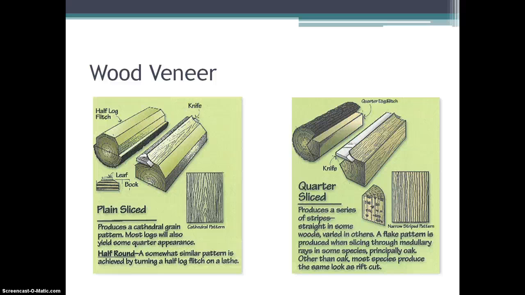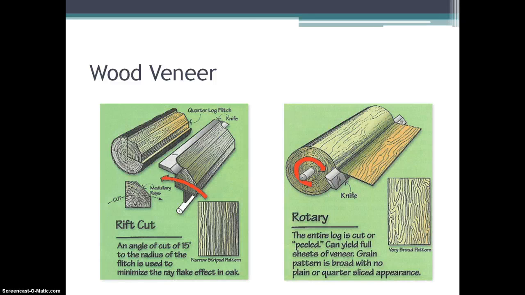Then there's the quarter slicing, which is similar to the quarter sawing process for lumber. It produces a series of striped veneer panels. They cut the log into four sections, and they use the knife and cut it into slices. Then there's the rift cut, and it's not usually done with any species other than oak. The rift cut is curvilinear, producing a very narrow striped grain. It's also cut into four sections, but then they cut it in a curvilinear way.